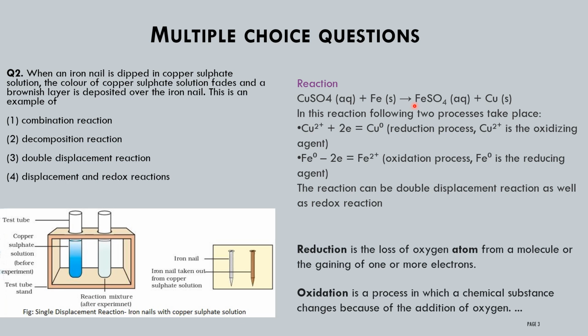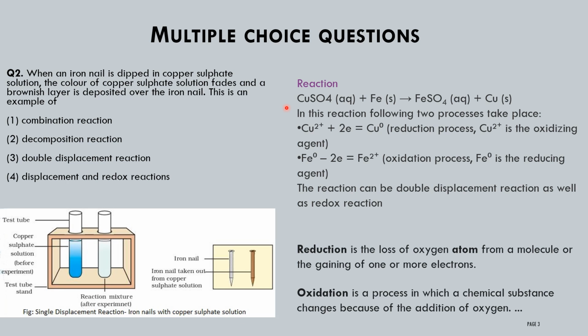Here you can identify two types of metal: one is iron, another one is copper. You know the reactivity series. Iron is more reactive than copper. Therefore, iron will displace copper from copper sulfate solution, because a highly reactive metal displaces a less reactive metal. Here iron is more reactive compared to copper, so iron displaces copper from copper sulfate solution. Therefore, this reaction we call a displacement reaction.